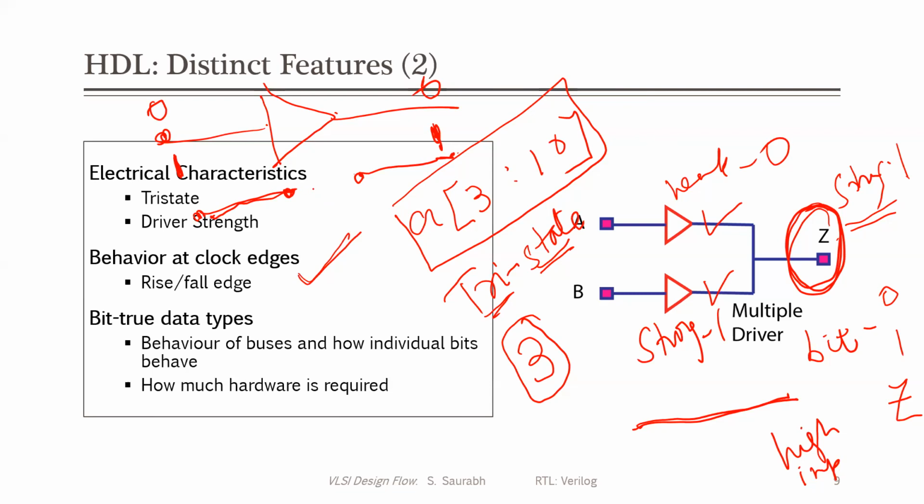And therefore you can consider it as an open circuit, right? So the third state is an open circuit.